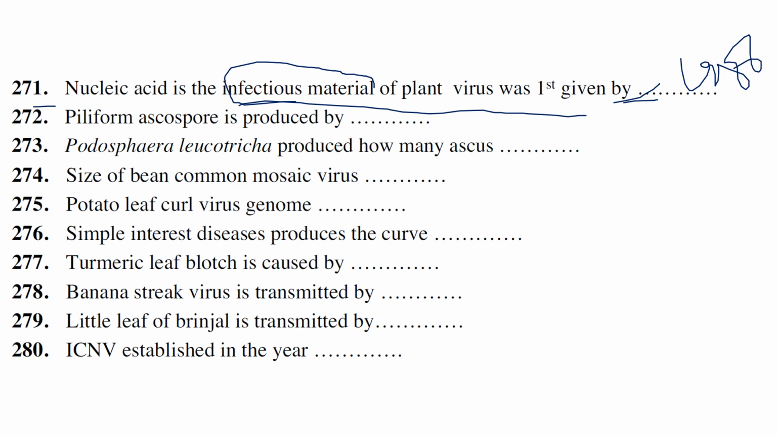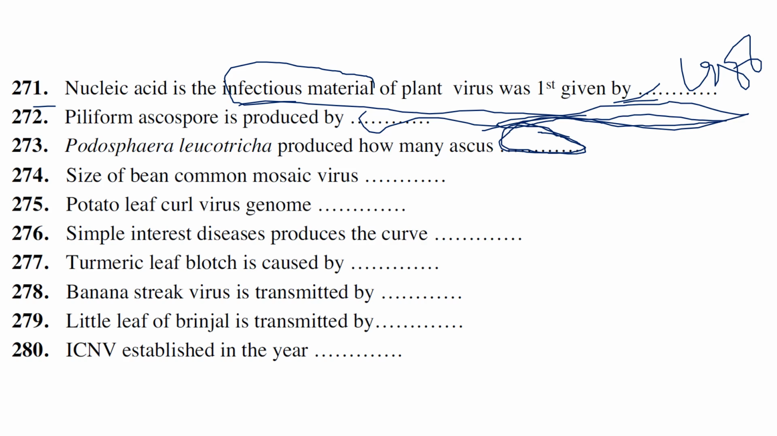Piliform ascospore is generally produced by Claviceps. So Claviceps produces this kind of ascospore that is generally called piliform ascospore. Okay, Podosphaera leucotricha produces how many asci? They produce only one ascus. Ascus is a sac-like structure where ascospores are packed inside. This is Podosphaera leucotricha, which causes powdery mildew, rose powdery mildew, I think, right? It produces only one ascus.